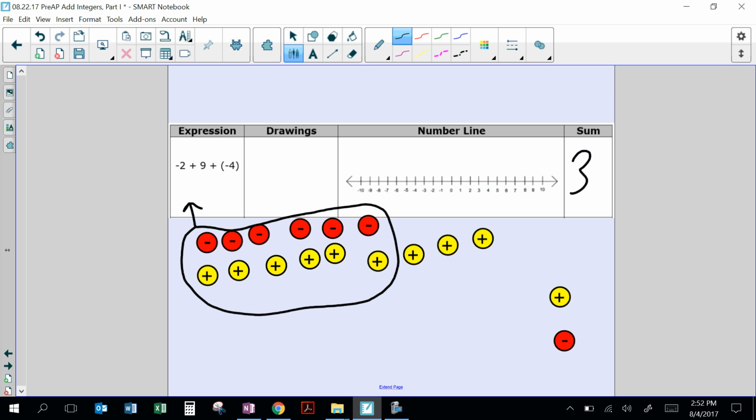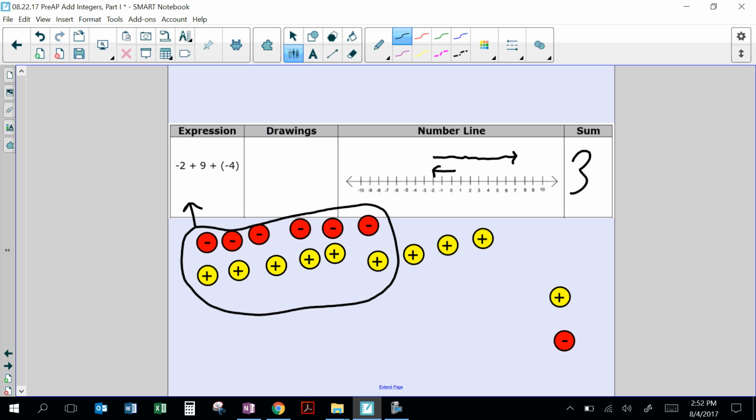Let's use a number line. Again, we start at 0. The first number I need to show an arrow for is negative 2. Negative 2 means to the left, to the negative. So I go 2 units to the left. Plus 9. 9 is positive, so 9 units to the right. 1, 2, 3, 4, 5, 6, 7, 8, 9. I'm stopped at 7, as you can tell.